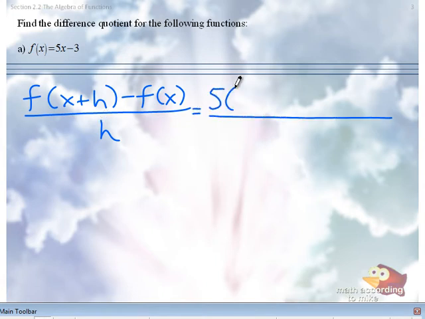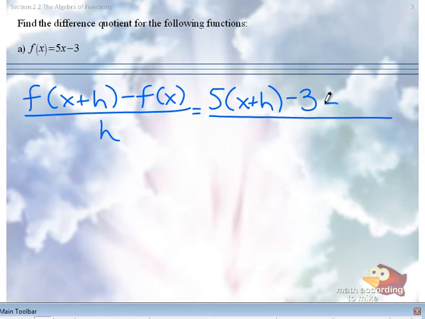5 times the quantity x plus h, and then top it off, minus 3. 5, the new x, minus 3. So make sure you're plugging x plus h in for x. This notation does not say tack an h on the end. That's not correct.